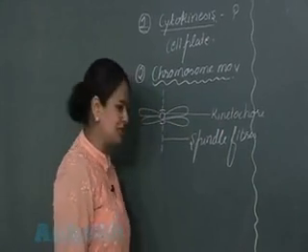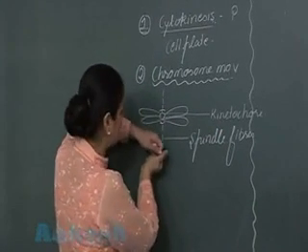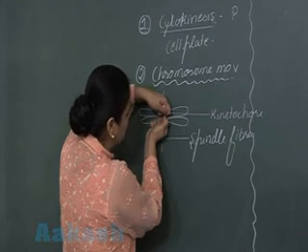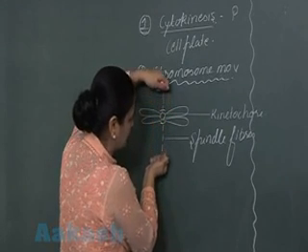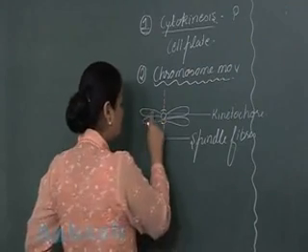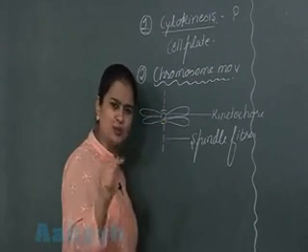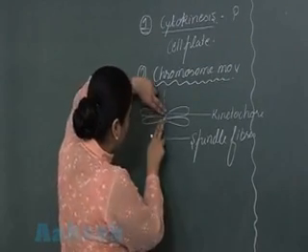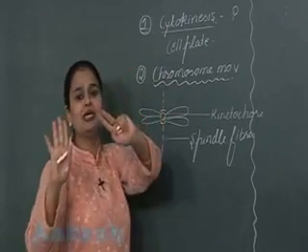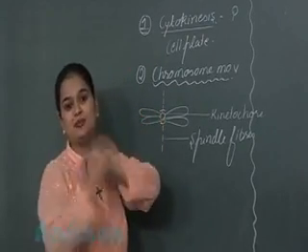Spindle fibers will exert the force and cause the movement of the chromatids present in the chromosome towards the opposite poles. तो ये जो दो क्रोमैटिड्स प्रेजेंट है ना क्रोमोसोम के अंदर, दे विल बी पुश्ड टुवर्ड्स द अपोजिट पोल ऑफ द सेल विद द हेल्प ऑफ द स्पिंडल फाइबर्स.